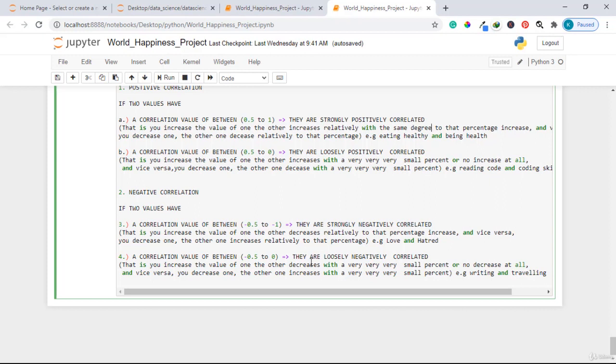But we also have loosely negatively correlated values. These are variables which, when you increase one variable with a certain percentage, the other one decreases with a very small percentage or nearly no decrease at all. For example, writing and traveling. Traveling might influence my writing, and hence when I travel, I might not be able to write. But these two variables are not correlated in a very specific way, since I might be writing at a specific time and I might also be traveling at a specific time. And so me continuing traveling won't necessarily affect my writing.